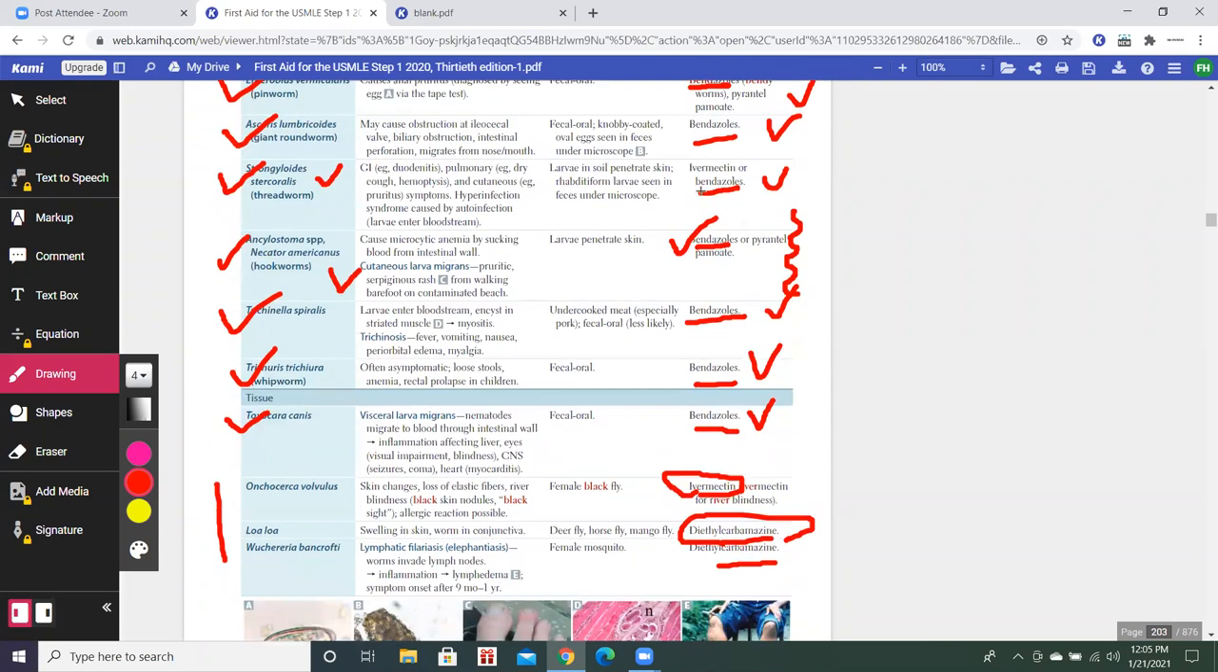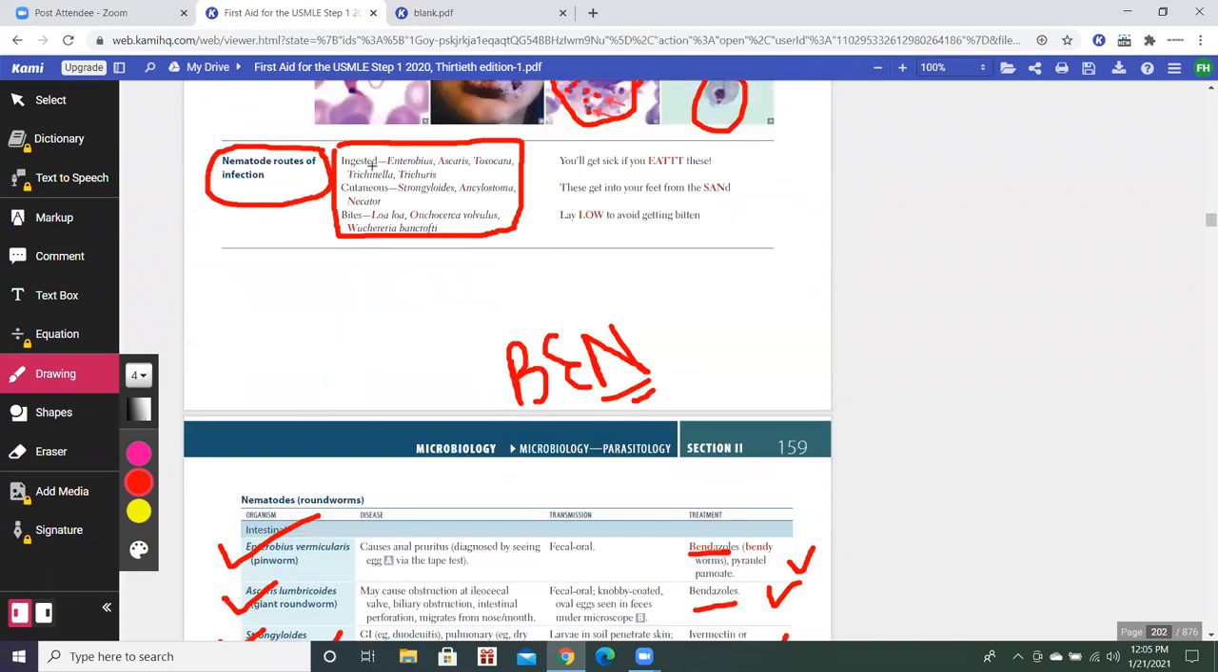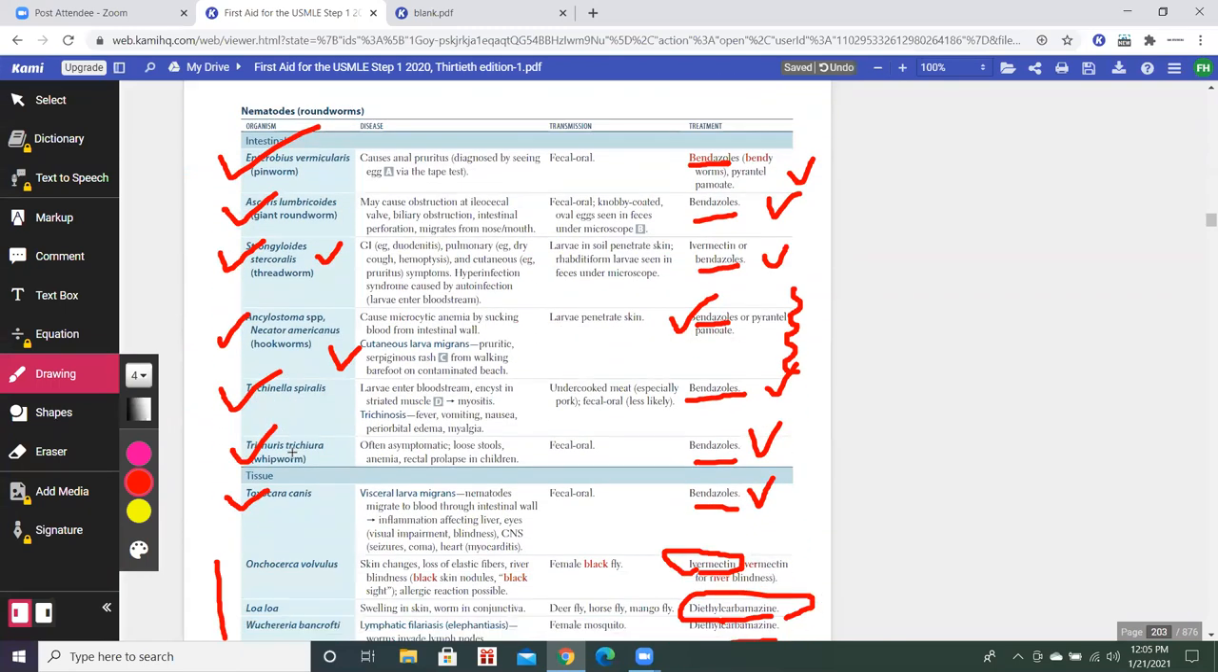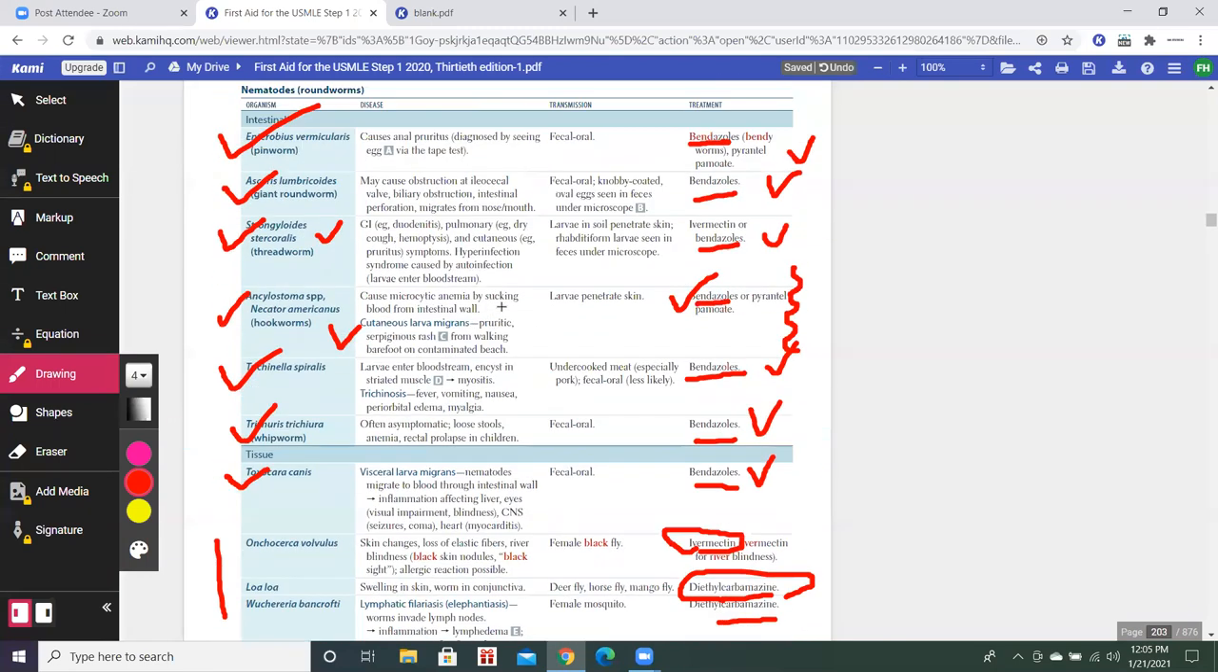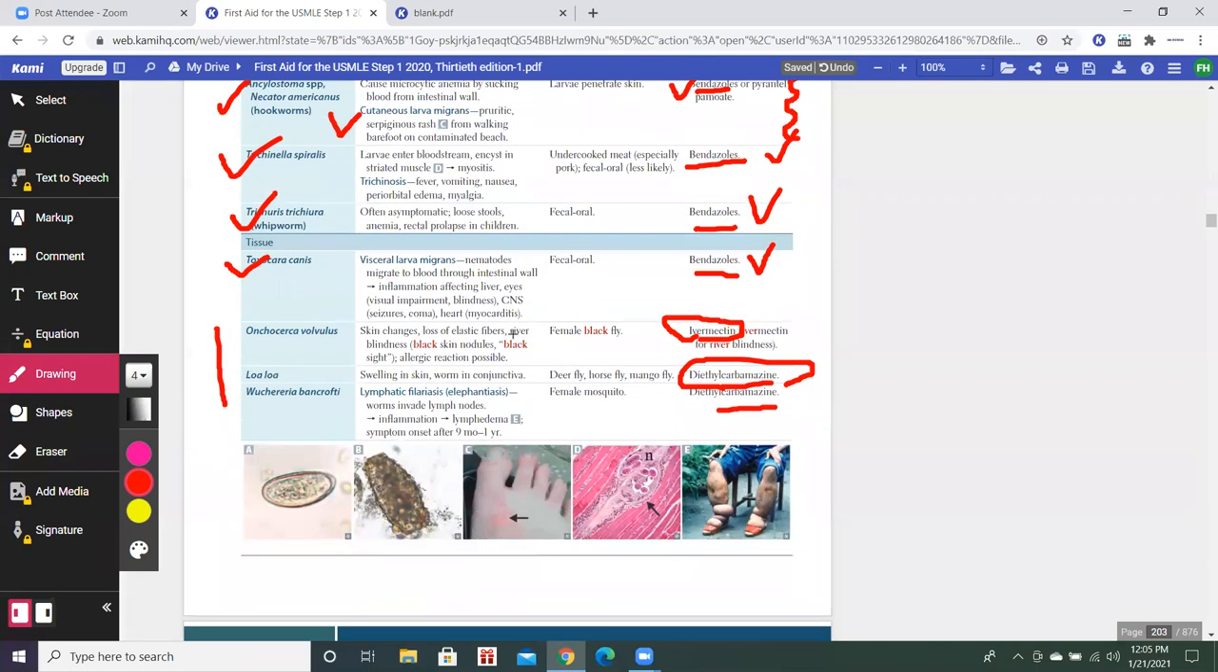So everything except the biters. All of these organisms can be treated with bendazoles, except these three: for Onchocerca you prescribe ivermectin, and for Wuchereria and Loa loa you prescribe diethylcarbamazine. That's all, okay? But then again, they don't really ask you about the treatment of these three, they only ask you about the others. Are we clear about this, yes or no?